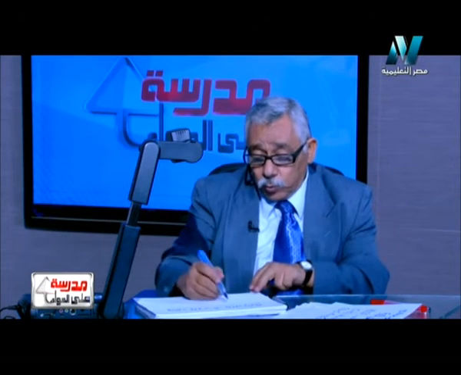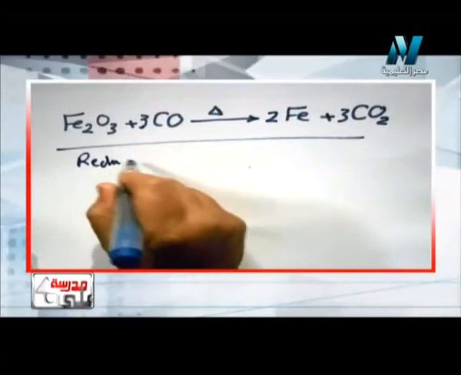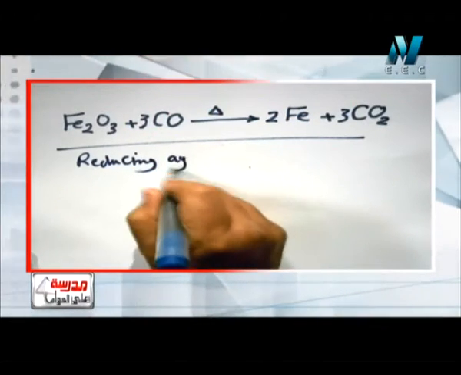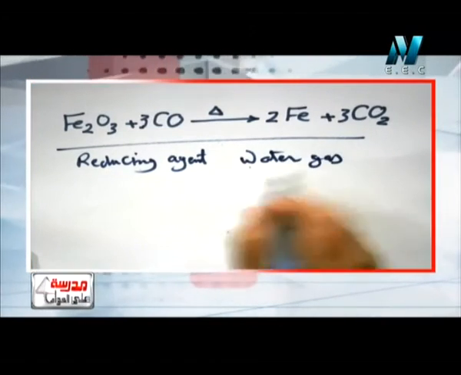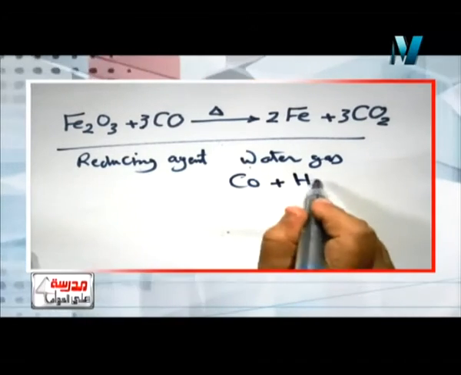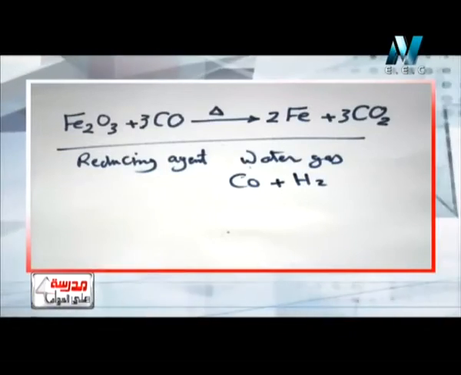The last reducing agent is water gas. Water gas is carbon monoxide plus hydrogen, a mixture of carbon monoxide and hydrogen. We can get water gas from methane, natural gas. We know that natural gas we can get from Abu Qir. So the matrix furnace is found in Alexandria, because we need methane gas in order to get water gas.